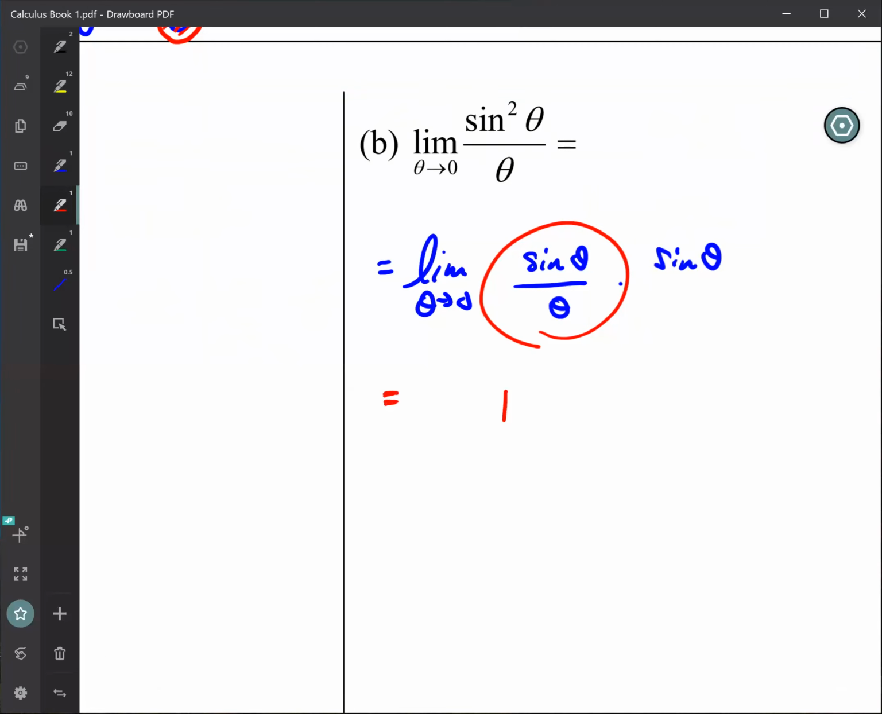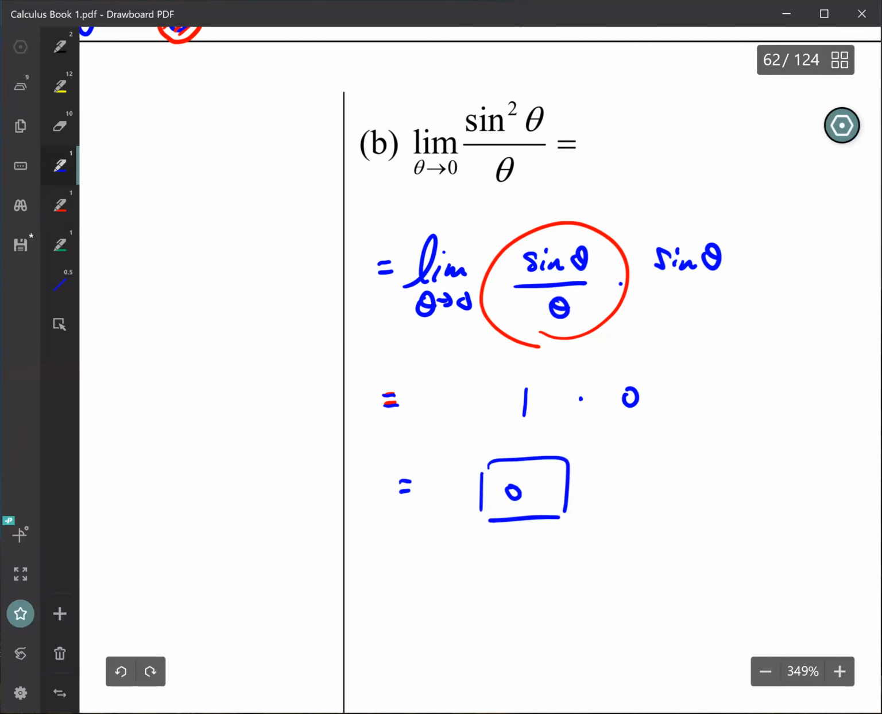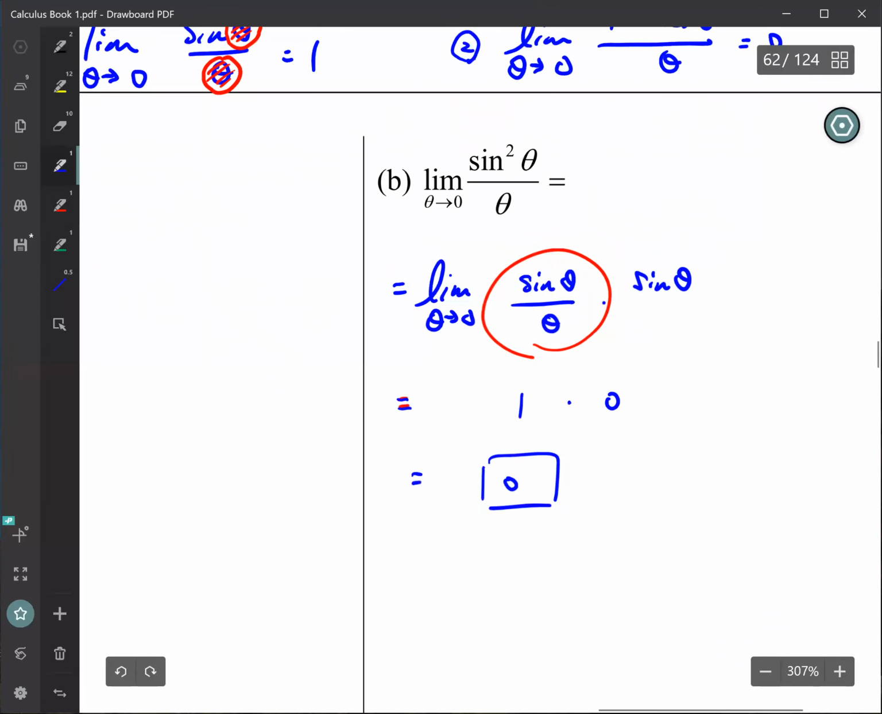So that part will equal 1, right? And then sine theta would just be 0. Yeah, so you sub in the 0, it will be 0. So 1 times 0. This one is a pretty easy one. Okay, very straightforward, no trick. Okay, next part.